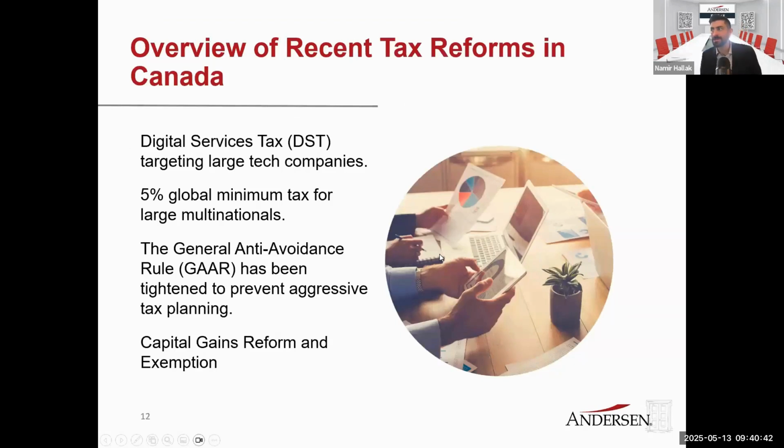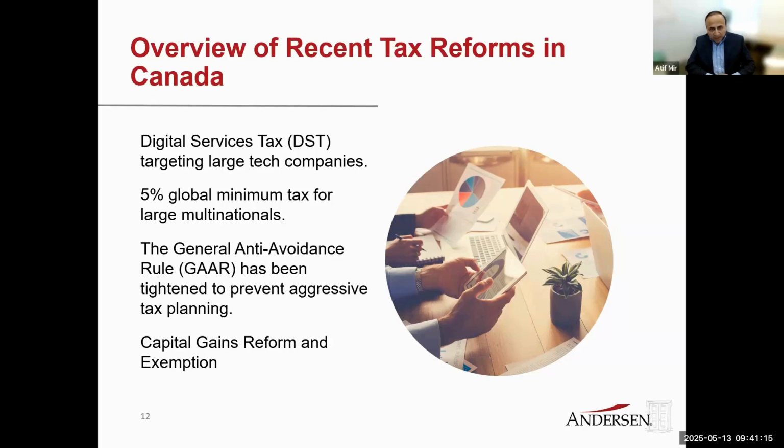Atif, maybe you can walk us now through some of the recent tax reforms in Canada. All right, thank you, Namir. So there's nothing big, beautiful, or bill here. Most of these have been royally assented, so they're legislation. The digital services tax went through royal assent last year. So if you are caught by these rules, you will need to file a digital services tax return by June 30th, 2025.